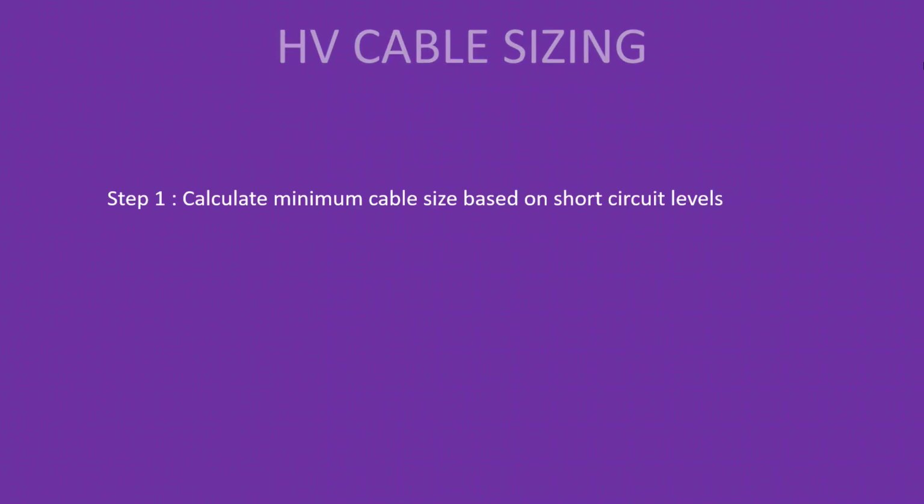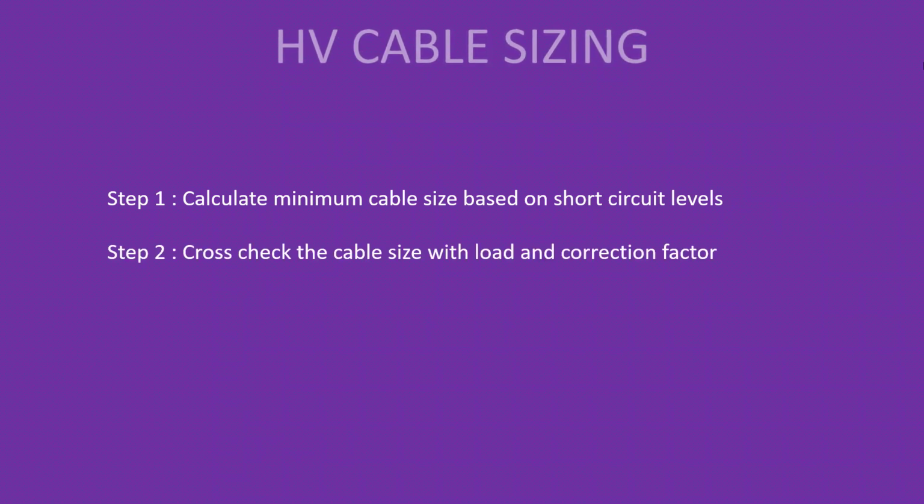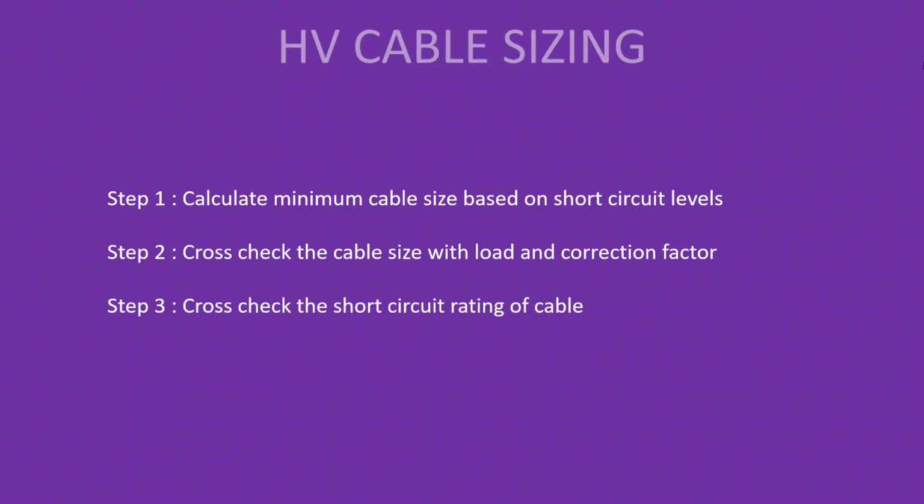Let's learn high voltage cable sizing. There are 4 steps for high voltage cable sizing. First step is to calculate the minimum cable size based on short circuit levels. Second step, cross check the cable size with load and correction factor. Third one, cross check the short circuit rating of the cable. Fourth one, cross check the voltage drop of the cable.